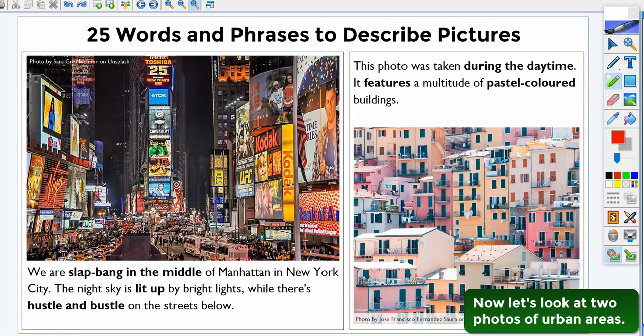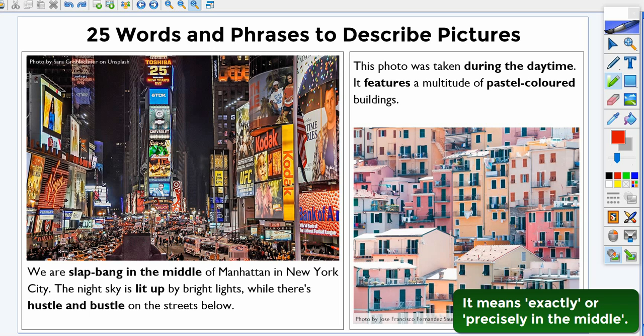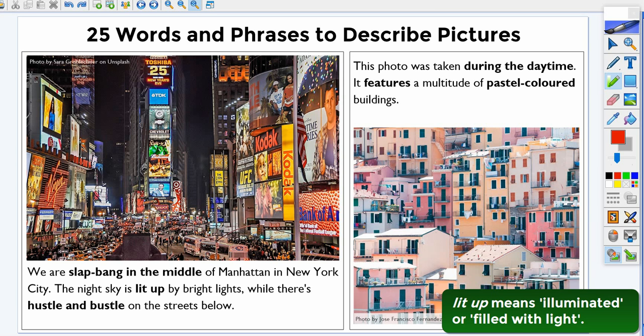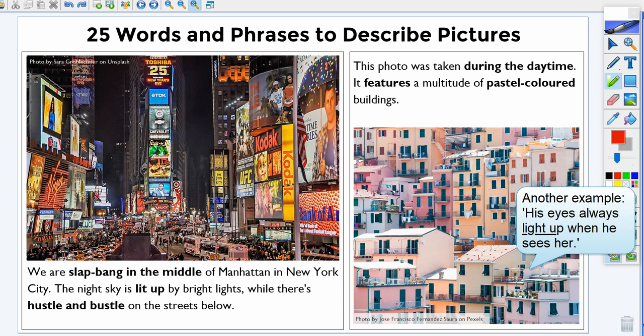Now let's look at two photos of urban areas. Slap bang in the middle is a real phrase. I haven't invented it, I promise. It means exactly or precisely in the middle. Lit up means illuminated or filled with light. The present tense is light up.